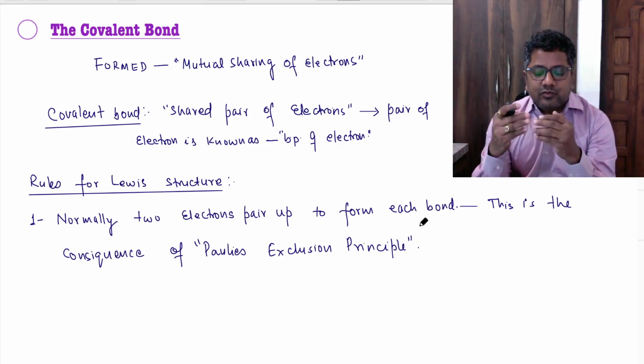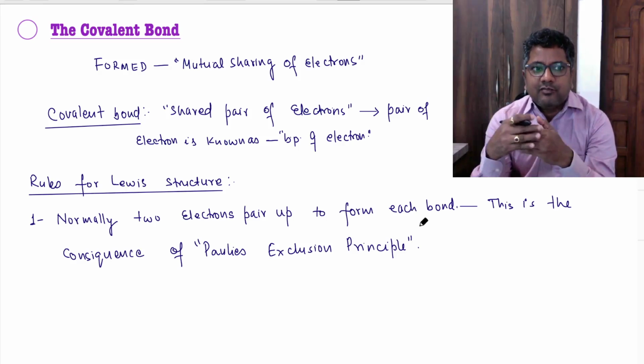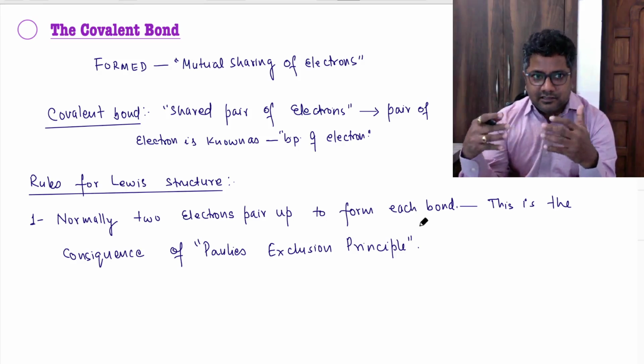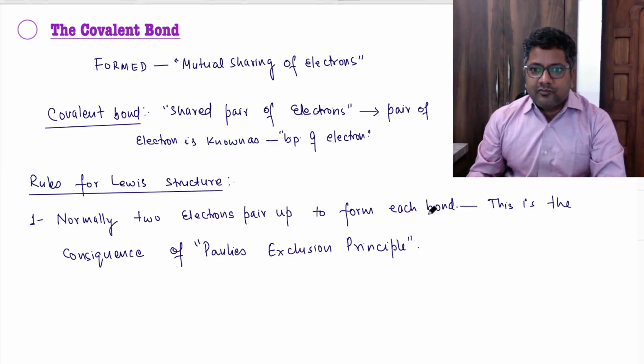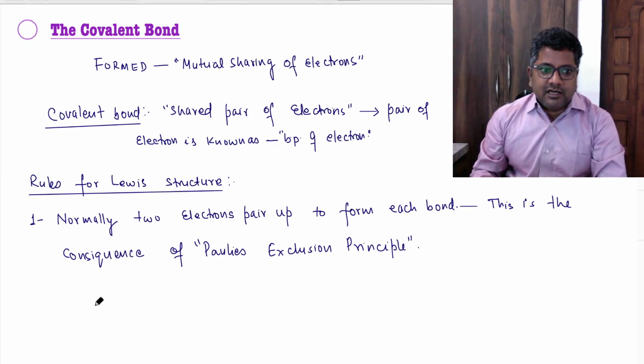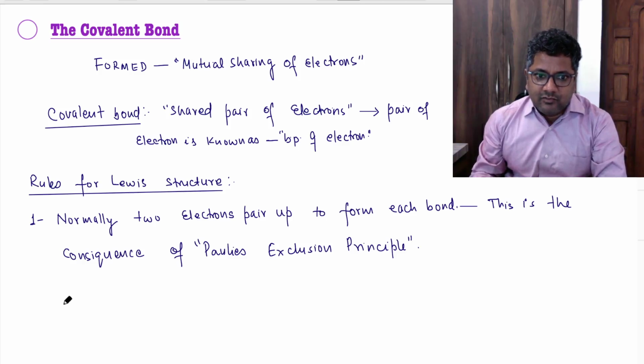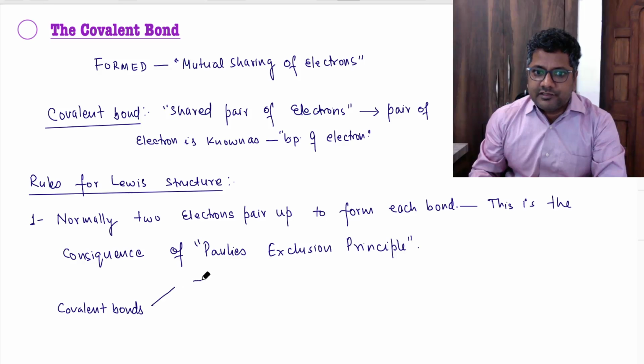Suppose two atoms are bonded with three bonds. How to visualize that, I will tell you one by one. So normally two electrons pair up to form each bond, and you know covalent bonds are of two types: sigma and pi.